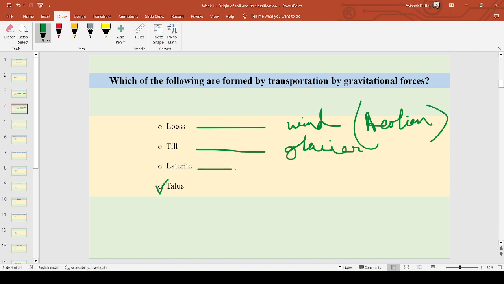What is laterite? Laterite is a residual soil. Now, what is residual soil? I think we have a question about residual soil. I'll explain at that time. Okay. So loess is an aeolian soil, till is glacier deposited soil, laterite is residual soil, talus is transported by gravitational forces, it is colluvial soil. Okay, I hope it is clear for all of you. Which of the following are formed by transportation by gravitational forces? The answer is talus.